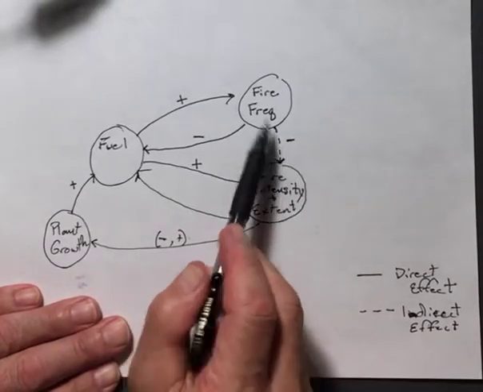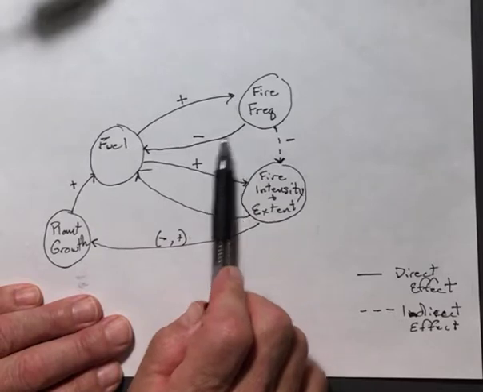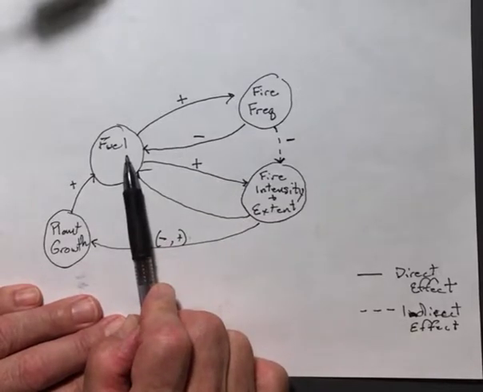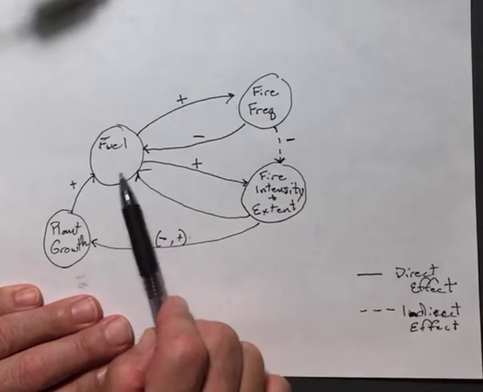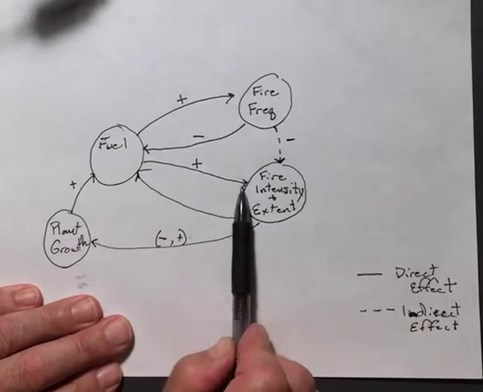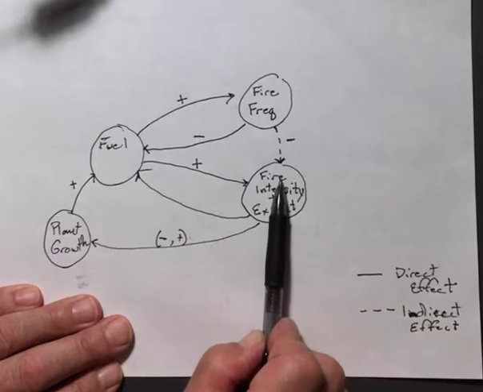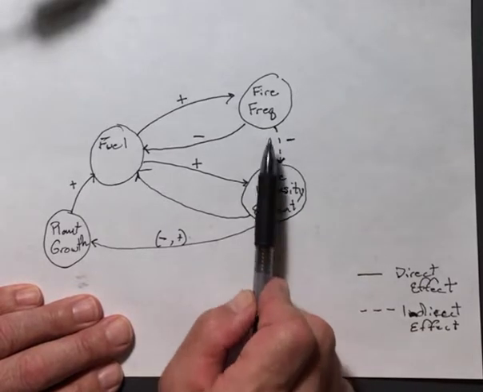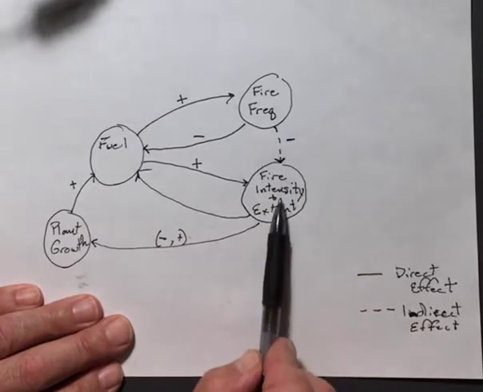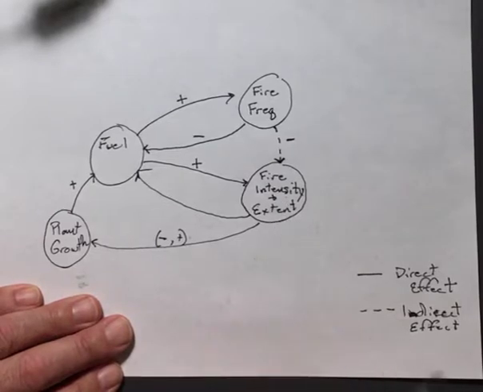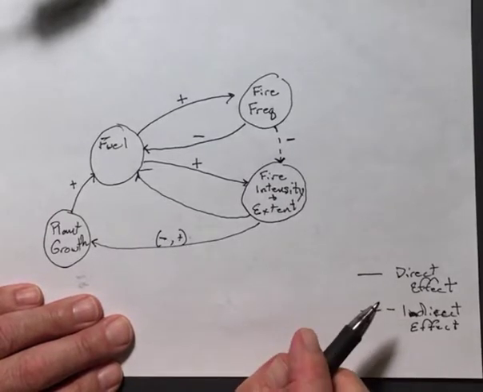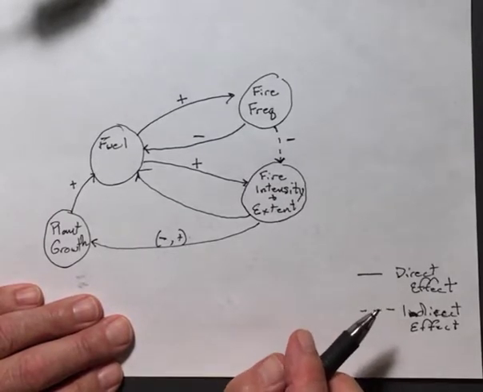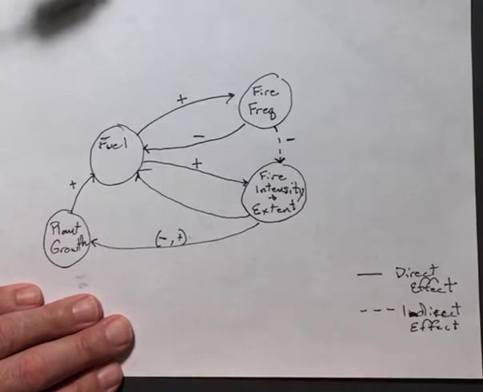So the more often you have fires, the more you reduce the fuel, and so the less fuel you have, the less intense the fires become. So this is a really strong relationship right here. The more often you have fires, the less intense they become. And those are the four natural processes that I wanted to diagram here.